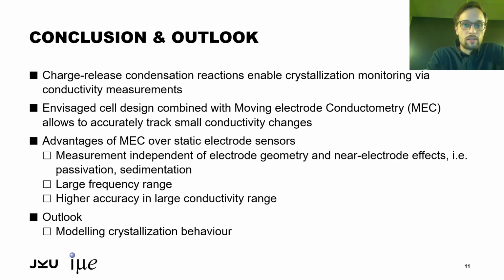So what are the conclusions and the outlook? Due to charge-releasing condensation reactions, we enable crystallization monitoring via conductivity measurements. Our cell design, combined with moving electrode conductometry, allows us to accurately detect small conductivity changes, which we saw in our crystallization study on zeolite samples. The advantages of moving electrode conductometry over static electrode sensors are, on the one hand, that the measurement is independent of the electrode geometry and electrode near effects, for instance passivation, sedimentation effects, or also corrosion. Then we can measure in a large frequency range, and we have a high accuracy in a large conductivity range, especially for highly conductive liquids.